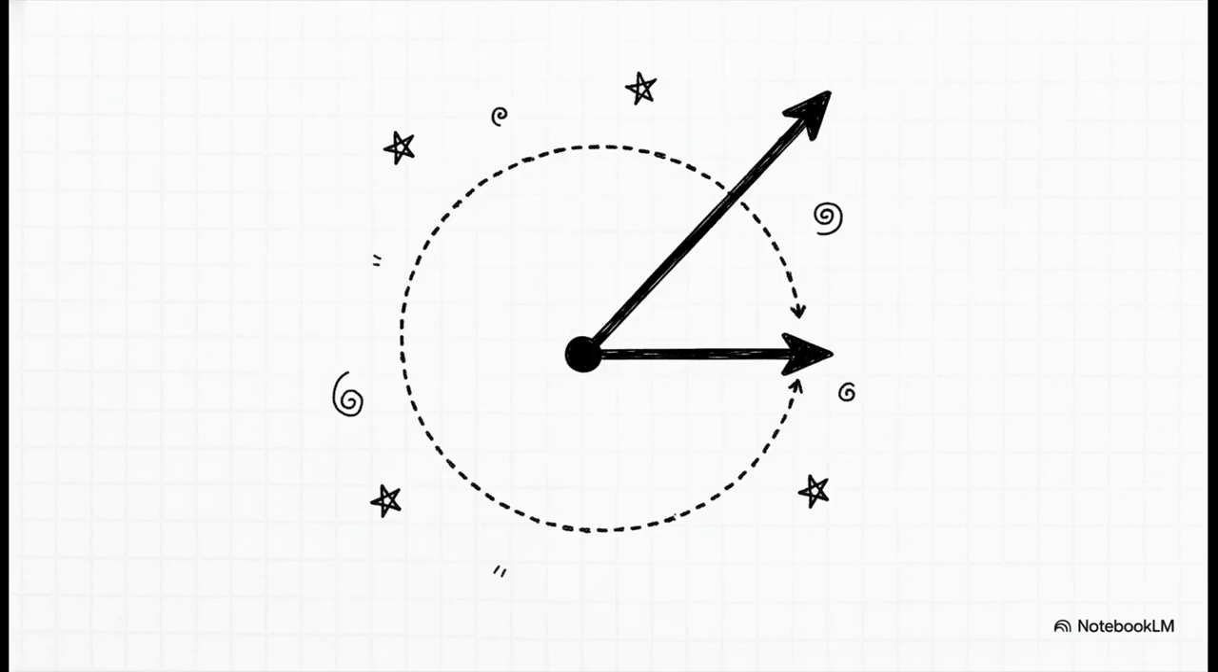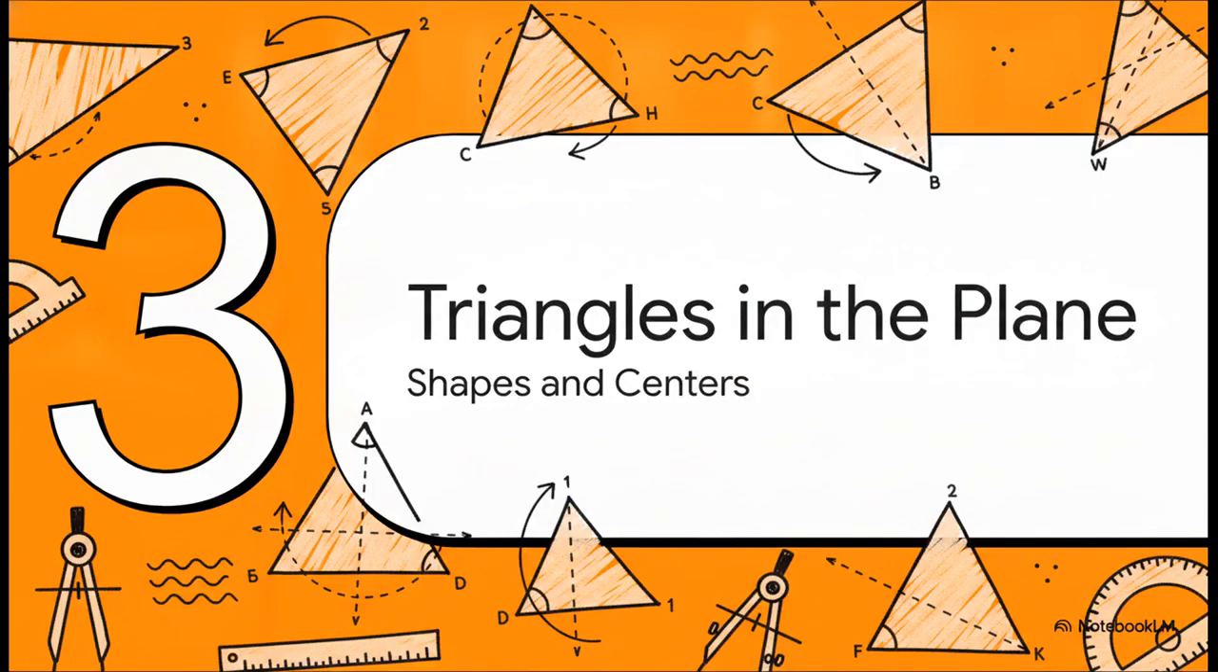Well, it handles it with this master formula. If you take your final vector state and divide it by your initial vector state, the result reveals the exact transformation that was applied. The ratio of their actual lengths tells you exactly how much it stretched, and that e to the power of i alpha tells you the exact angle it rotated to get there. It is a complete, perfect geometric map captured in just a single division problem. How cool is that? That brings us to Section 3, triangles in the plane, and dealing with shapes and centers.